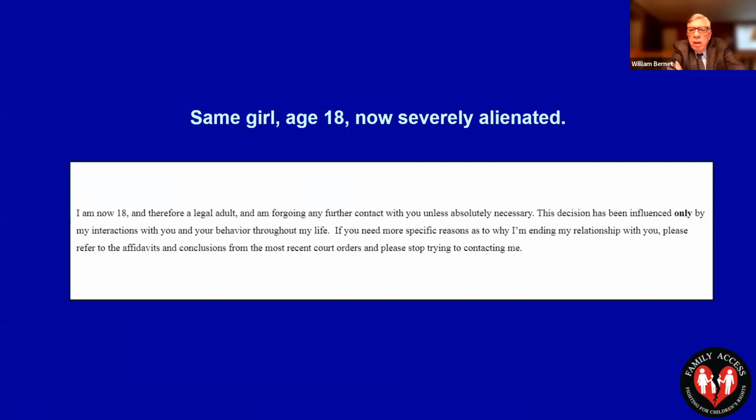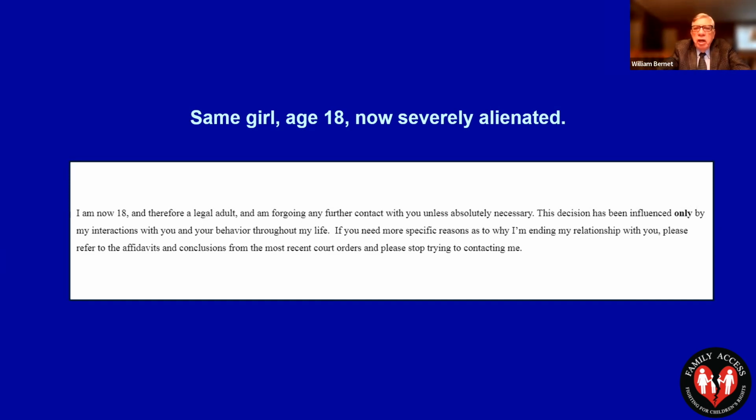Let's read this together. I am now 18 and therefore a legal adult and am foregoing any further contact with you unless absolutely necessary. This decision has been influenced only by my interactions with you and your behavior throughout my life. If you need more specific reasons as to why I'm ending my relationship with you, please refer to the affidavits and conclusions from the most recent court orders, and please stop trying to contact me. So this is very, very sad.